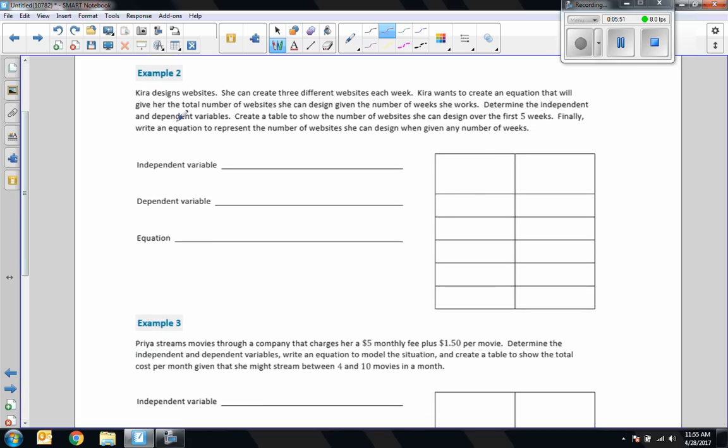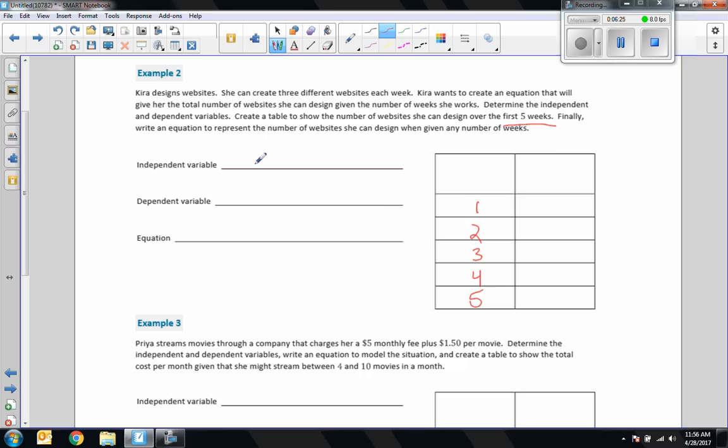Here's example 2. Kira designs a website. She can create 3 different websites each week. Kira wants to create an equation that will give her a total number of websites she can design given the number of weeks she works. Determine the independent and dependent variables, create a table to show the number of websites she can design over the first 5 weeks, so 1, 2, 3, 4, 5. Finally, write an equation to represent the number of websites she can design when given any number of weeks.